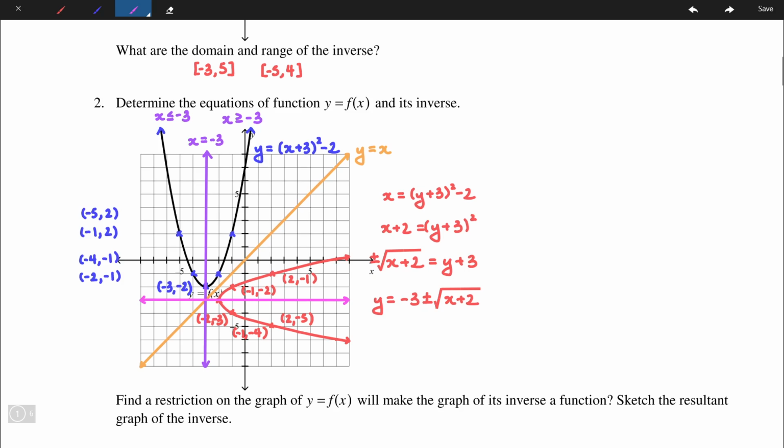Okay, so that is to say, again, this part corresponds to x being greater than or equal to -3, and this part corresponds to x being less than or equal to -3. Okay, so let's move on to question number 3.